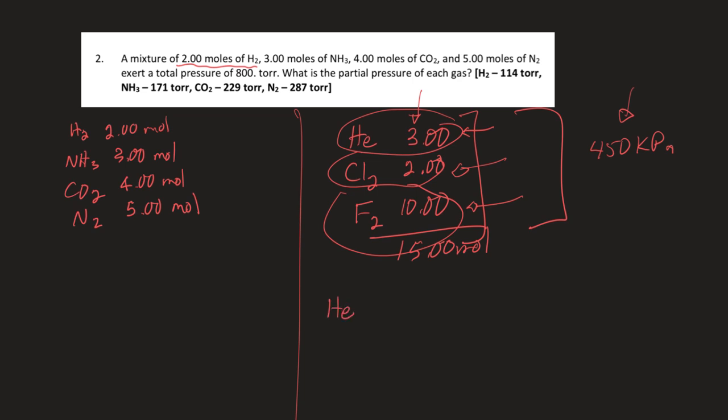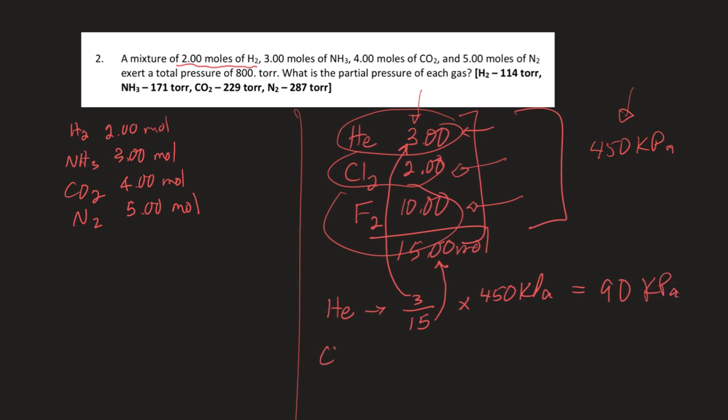So helium would be 3/15. The 3 comes from the helium, and the 15 comes from the total, times the 450 kilopascals. So then you just multiply that. That would be 90, I'm thinking. So the helium would contribute 90 kilopascals to that total system.